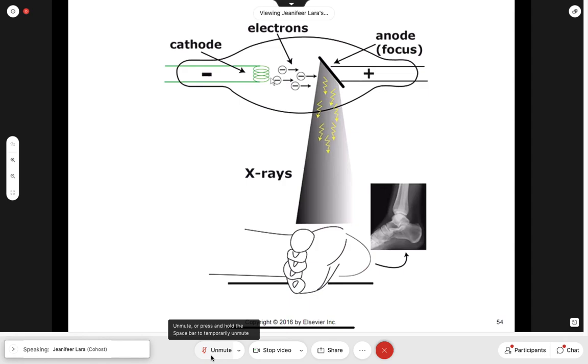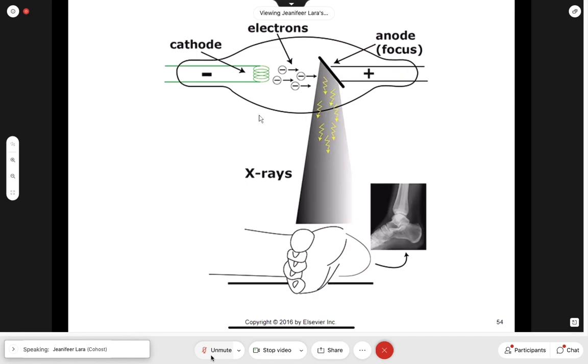If a positive is going to attract a negative, will that change the rate of the current? If the positive becomes more positive, will that change the speed of how the electrons flow over? Yes. And what do we call that flowing of electrons? Potential difference is when a positive attracts a negative. What do we call the flow of electrons? Tube current. Thank you.